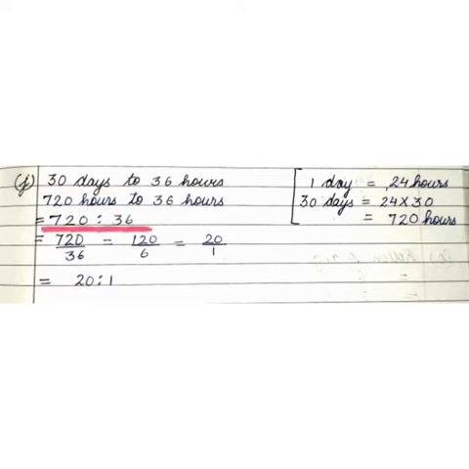Now 720 hours to 36 hours. So 720 is to 36. Now we write in the fraction form and reduce it by table of 6. So 6 sixes are 36, 6 120s are 720. Now we are again cancelling it with table of 6. 6 ones are 6 and 6 20s are 120. So our final answer is 20 is to 1.